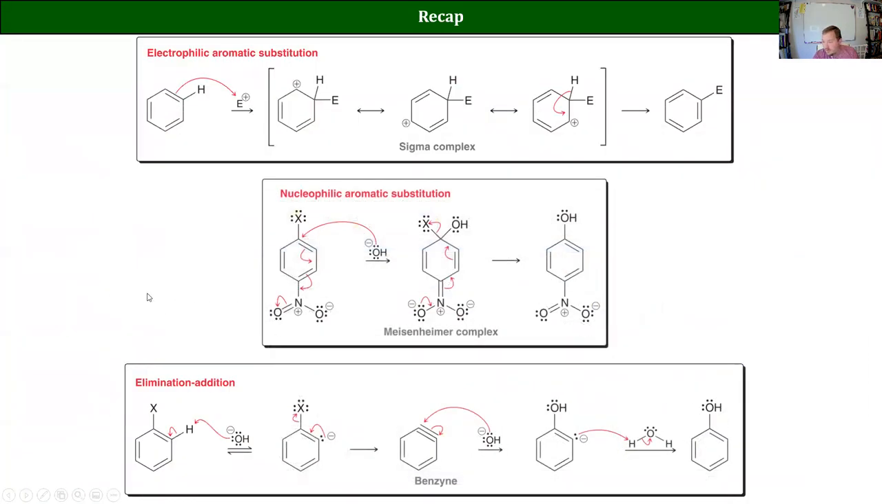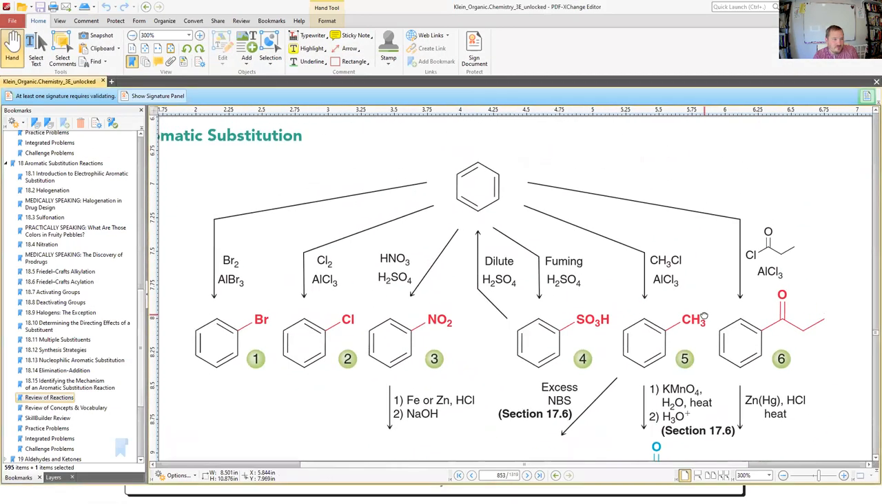All right, so quick recap. Here were our three mechanisms. We had electrophilic aromatic substitution, where we needed to make an electrophile, usually with a Lewis acid. We had about six versions of that reaction, right? We could add a nitro group, we could add a halogen, we could add a sulfonate group, we could add an acyl group, we can add an alkyl group. That was all of these top reactions. 1, 2, 3, 4, 5, 6. Those were our six electrophilic substitution reactions.